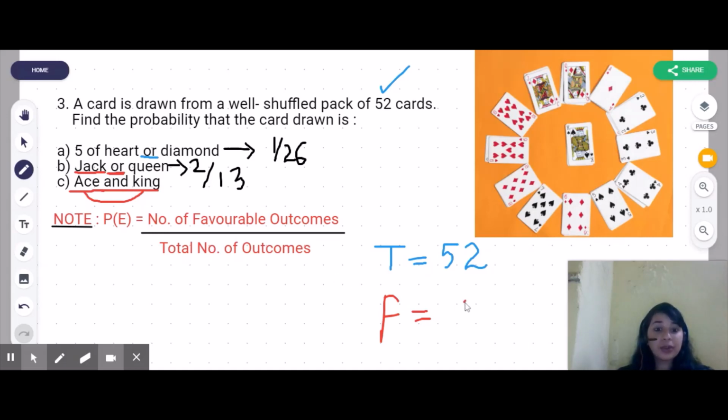So what are your favorable outcomes? They are 0 in this case because and is written here. You cannot have a card which is ace and king together at the same time. So the favorable outcomes are 0 and you all very well know 0 divided by anything is going to give you 0 only. So what is the probability of getting ace and king together? The probability is 0. Let us now take the next question.